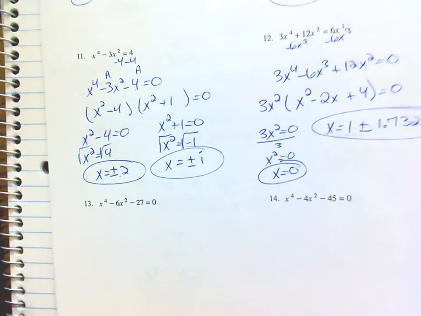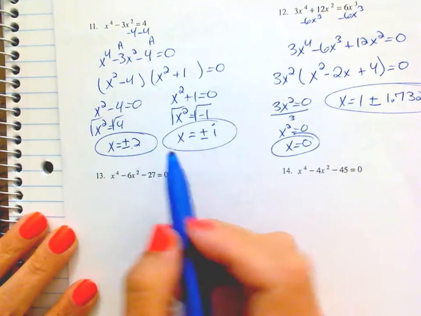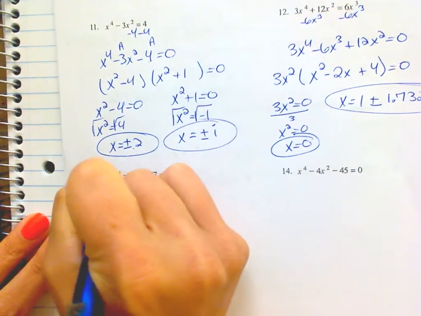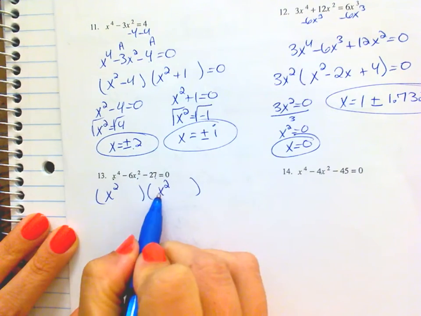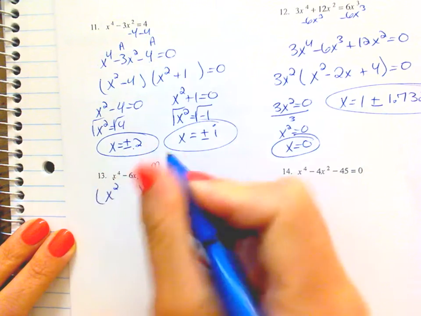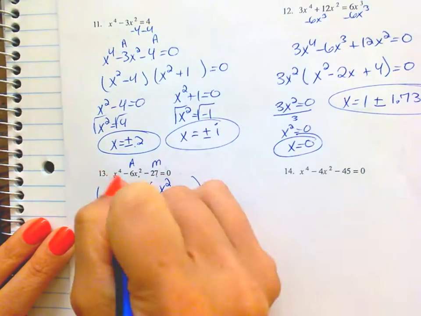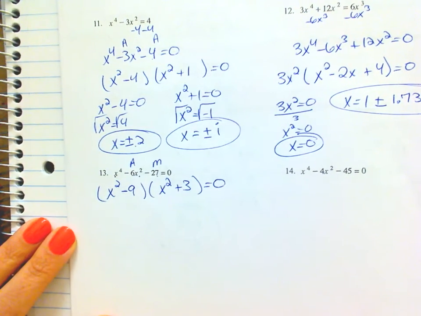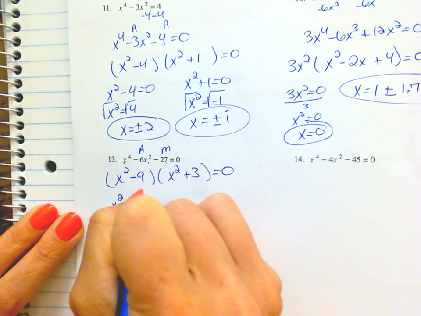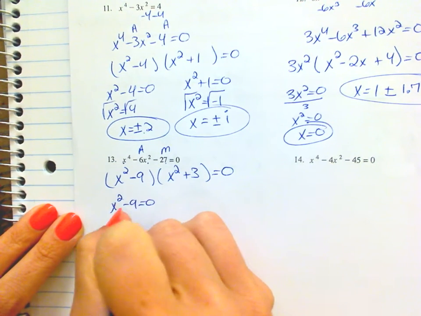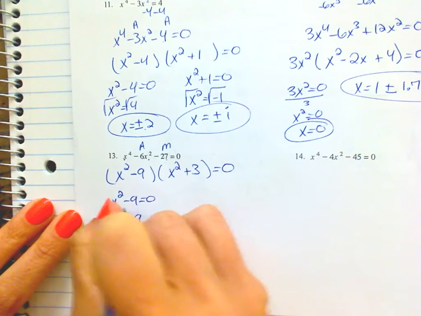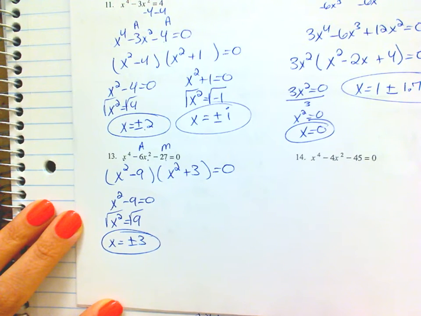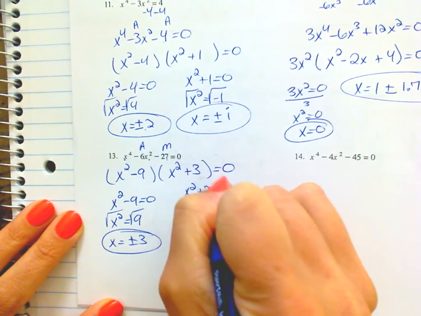13 is going to be super similar to number 11, where you've got x to the 4th and x squared, no x. So again, I'm just going to factor it here. x squared times x squared will give me the x to the 4th. And then numbers that multiply to give you -27 and add to give you -6. So -9 and +3. If you do x squared minus 9 equals 0, move over your 9, add it to both sides, square root, we get positive and negative 3. That is nice.